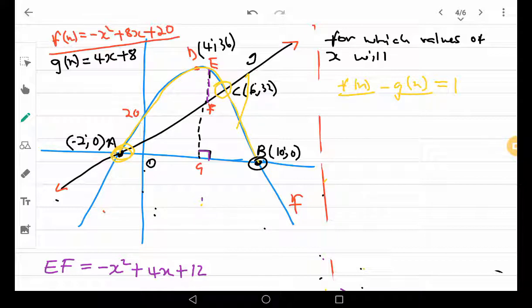So you substitute f of x, you substitute g of x, and you solve it. You solve for x, it equals 1. Then after getting the x value, you substitute it again to get the y values, until you get your answer. That's it.